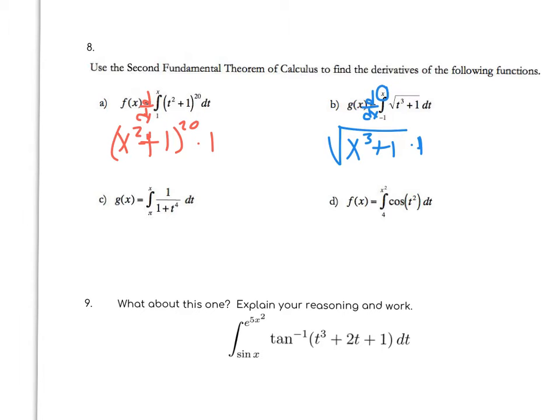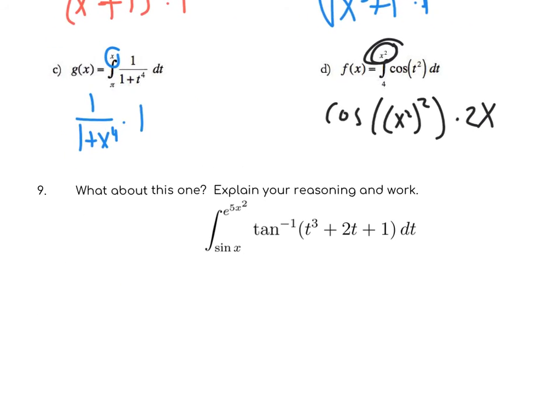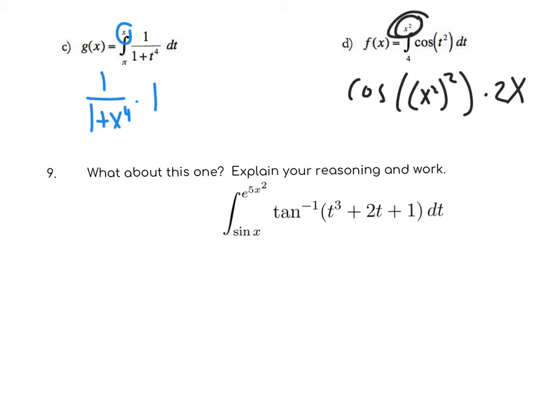For the next one, we're doing the same thing. We're doing 1 over 1 plus x to the 4th times the derivative of what we're plugging in, which is 1. And for the next one, we're doing the same thing. It's cosine, except we're plugging in an x squared this time. So it'd be an x squared squared, because it's t squared. And we're multiplying by the derivative of x squared, which is 2x. The reason that we don't use the bottom numbers is because if you took the derivative after integrating, it would be a number, and the derivative of a constant is 0.